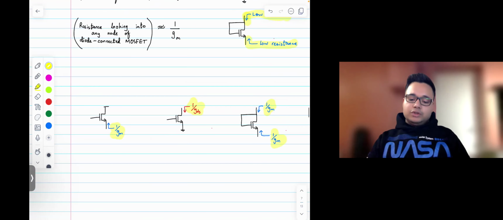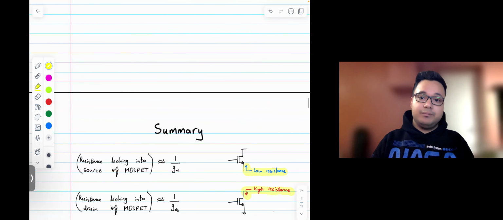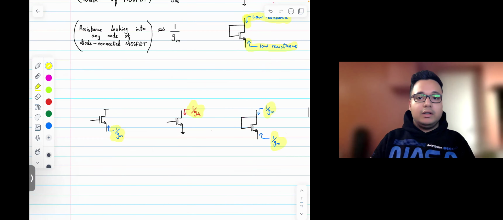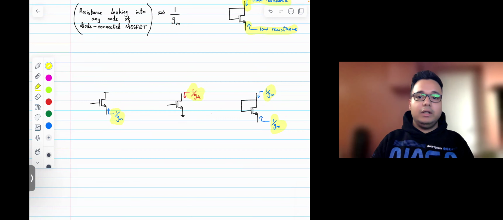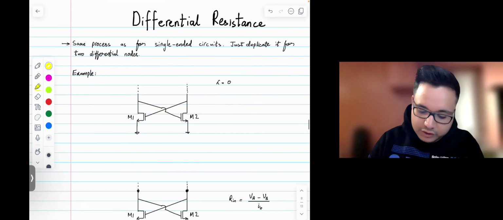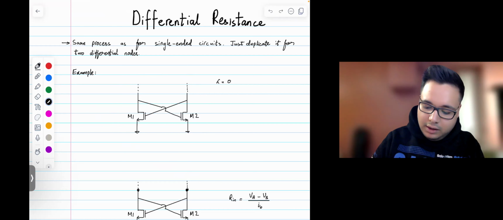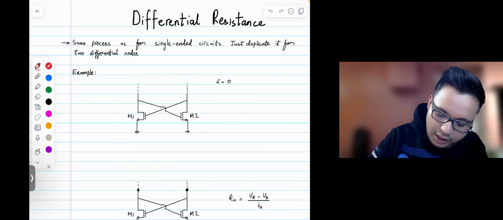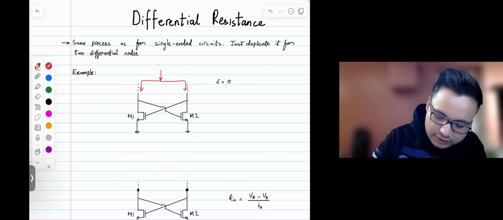All right, so far we have only looked at single-ended circuits. Using the same method, the same procedure, we can also find the resistance looking into a differential node. So let's look at an example for that. So here I have a circuit. I want to find the resistance looking into this differential node. Okay, so let's call it Rn.